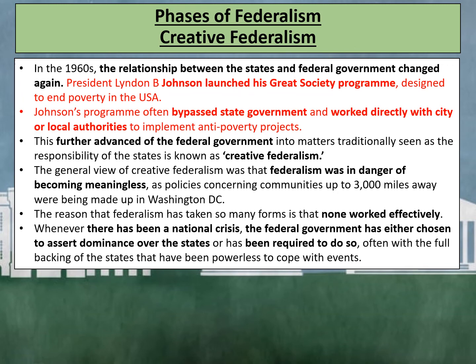The reason that federalism has taken so many forms is that none worked effectively. The only time that the states have enjoyed a resurgence has been during an economic boom. Whenever there has been a national crisis, the federal government has either chosen to assert dominance over the states or has been required to do so, often with the full backing of the states that have been powerless to cope with these events.